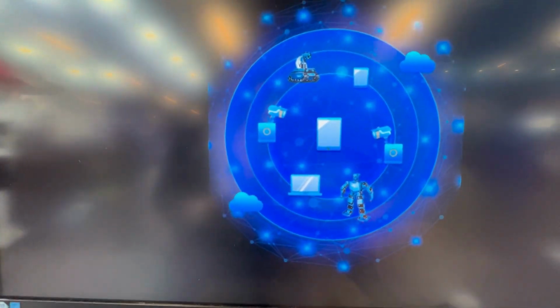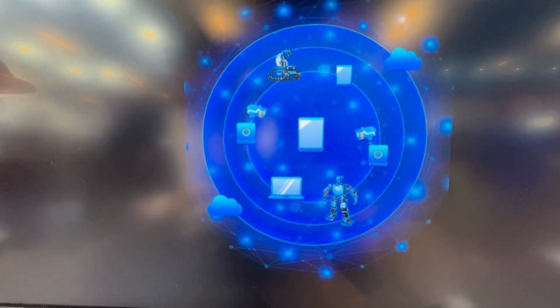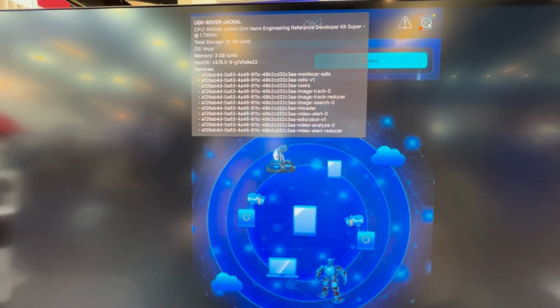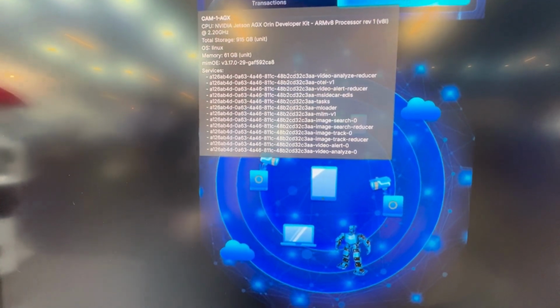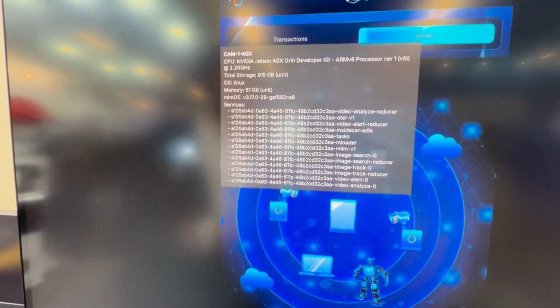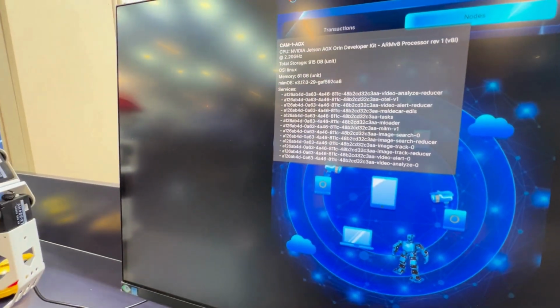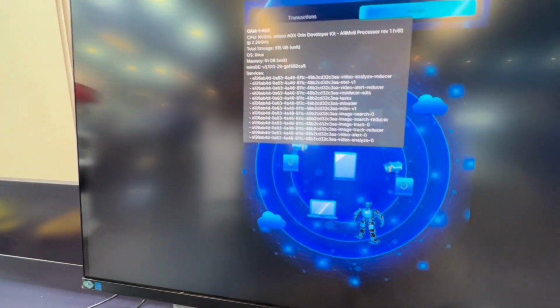So from the point of view of the tablet that I have in my hand, I can see what services are running on the robot, for example, the rover, and what agents are running on there, as well as some information about the hardware on top of the rover. For example, I can also click on this device here, where I can see all the services running there, and similarly, some information about the hardware as well.